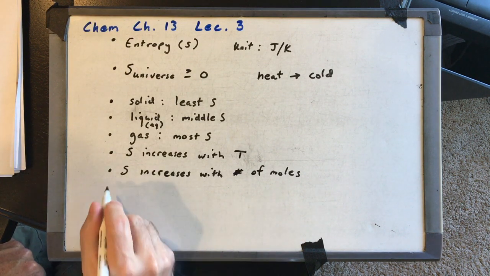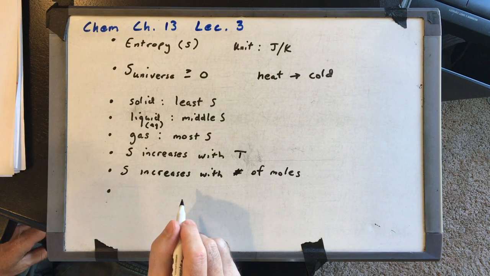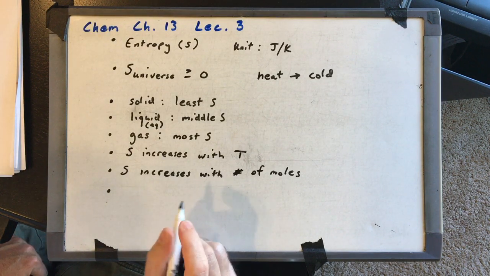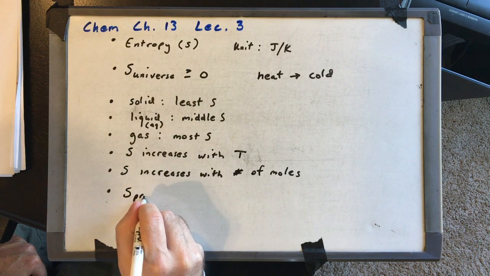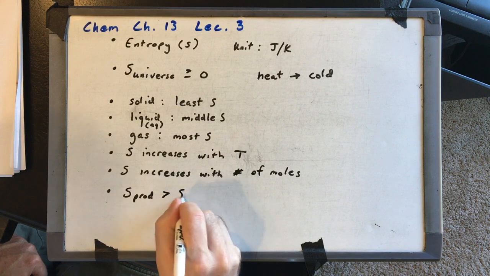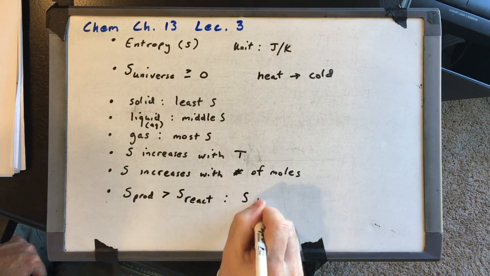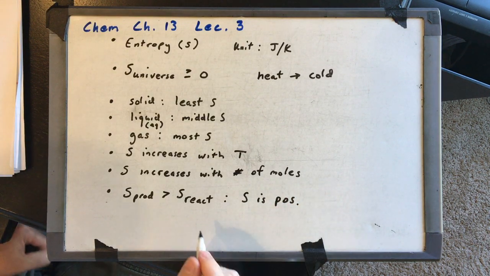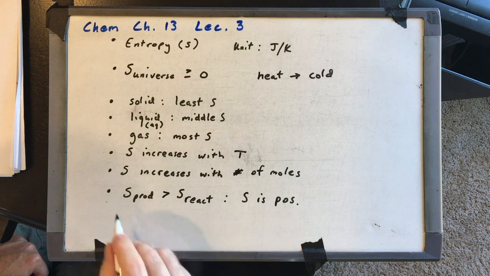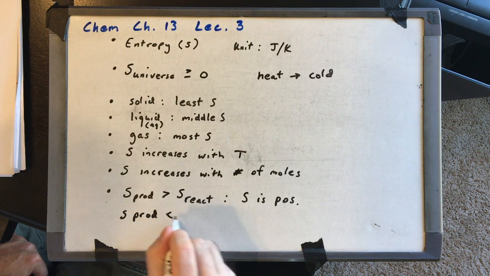Okay, so if entropy on the product side is greater than entropy on the reactant side, then delta S is positive. So if you have S of the products greater than the entropy of the reactants, then delta S is positive. Vice versa, delta S would be negative.